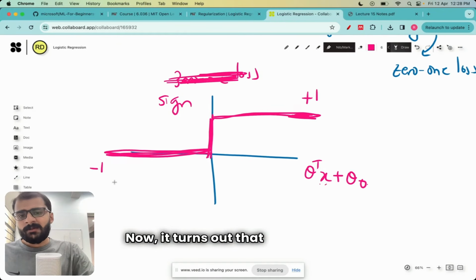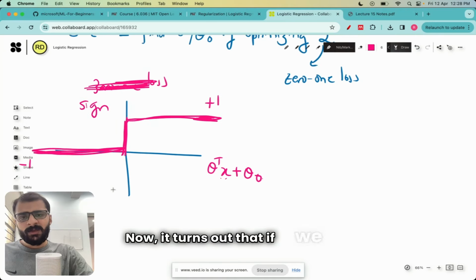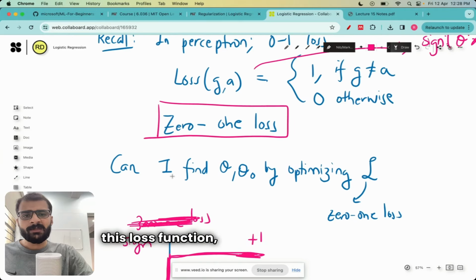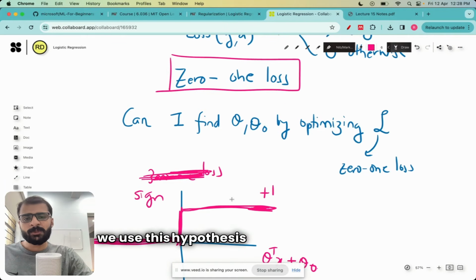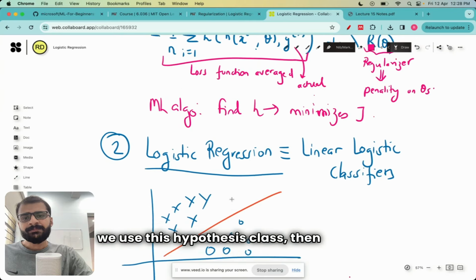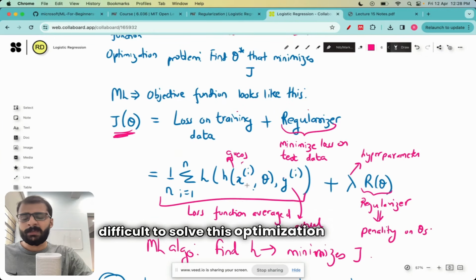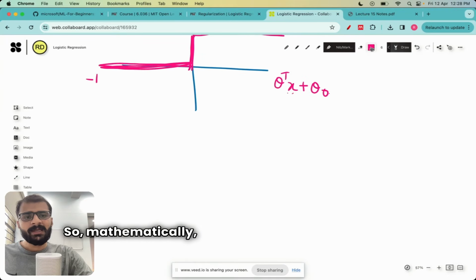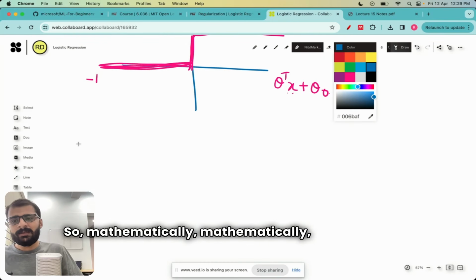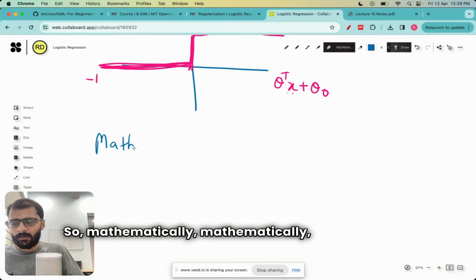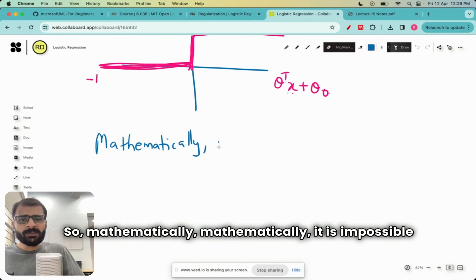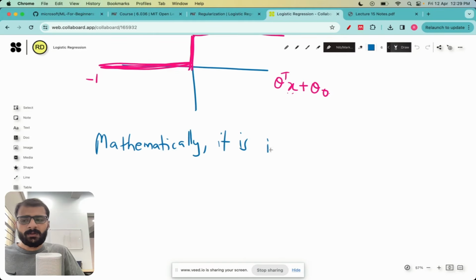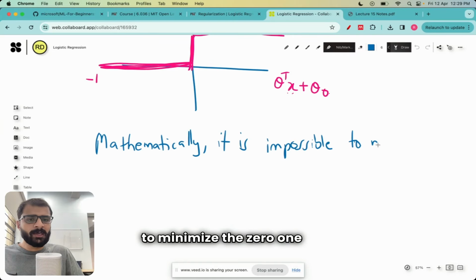Now it turns out that if we just use this loss function, the 0-1 loss, and this hypothesis class, then it is very difficult to solve this optimization problem mathematically. Mathematically, it is impossible, rather, to minimize the 0-1 loss.